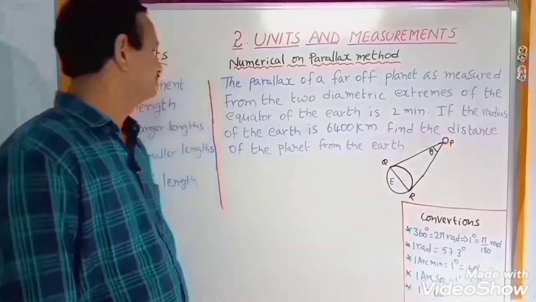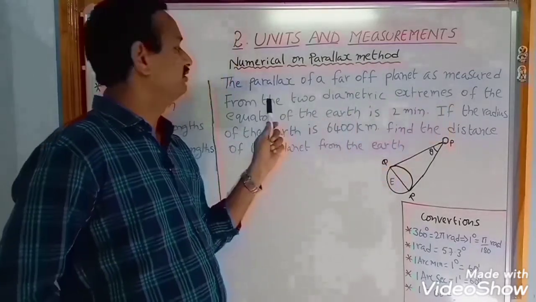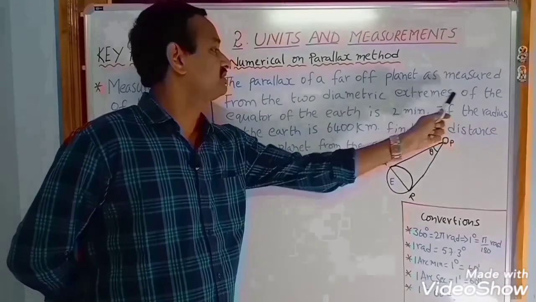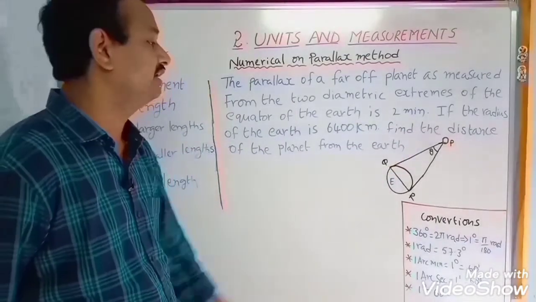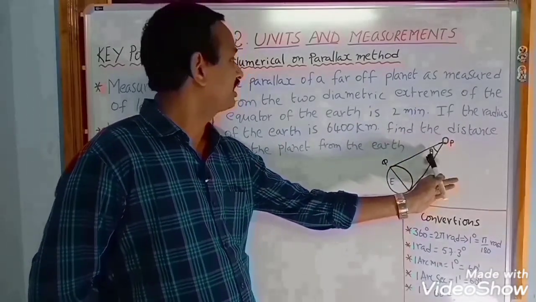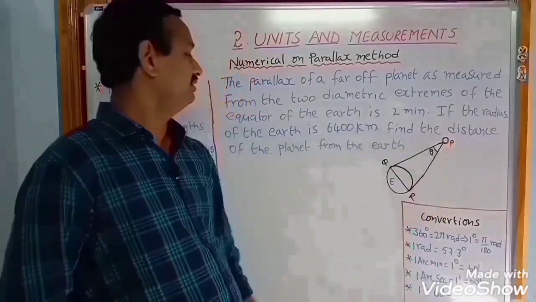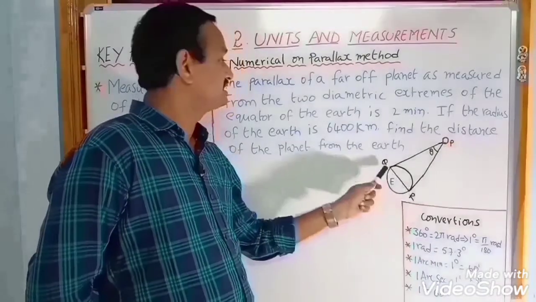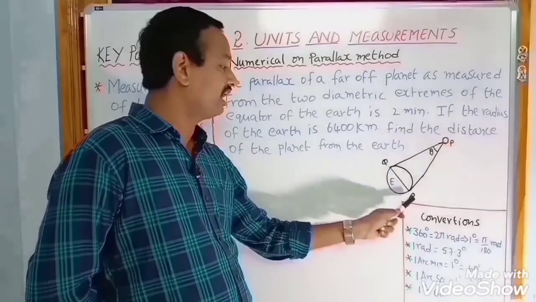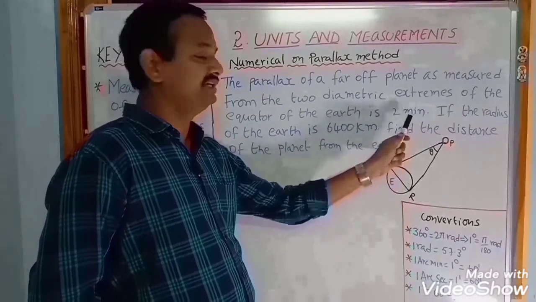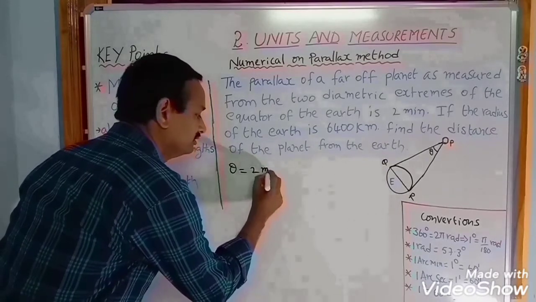Now the numerical. The parallax of a far off planet, as measured from the two diametric extremes of the equator of the earth, is 2 minutes. Look at here. The parallax of a far off planet means theta. It is measured from the two diametric points, from the two diametric extremes. That means this Q and R, which is given as 2 minutes. So here theta is given as 2 minutes.